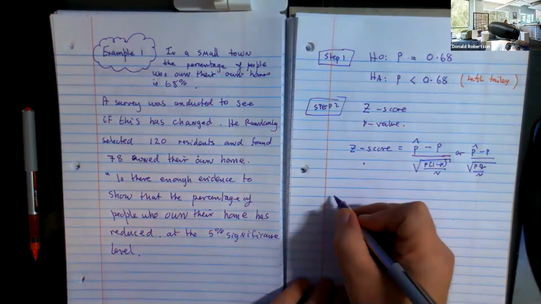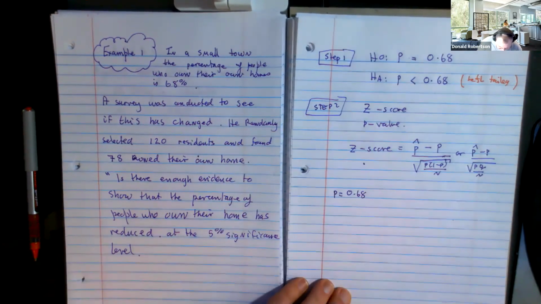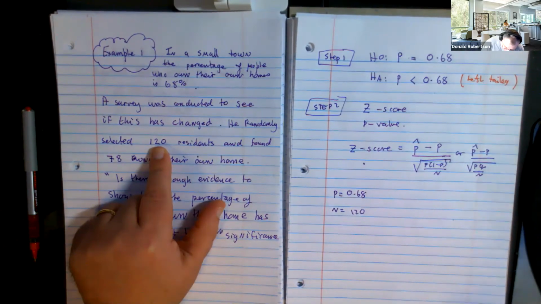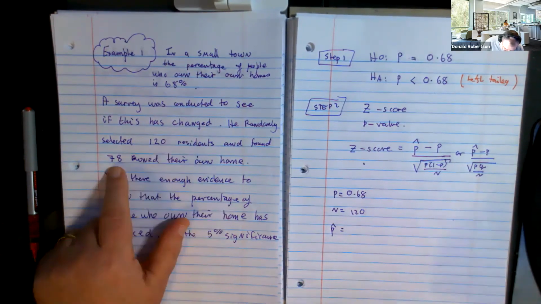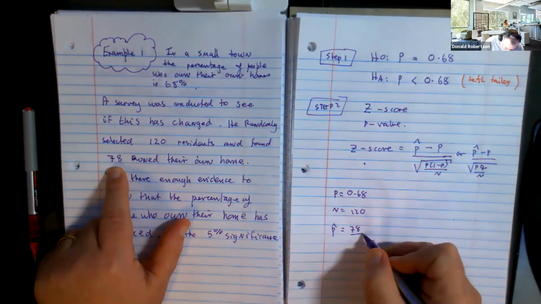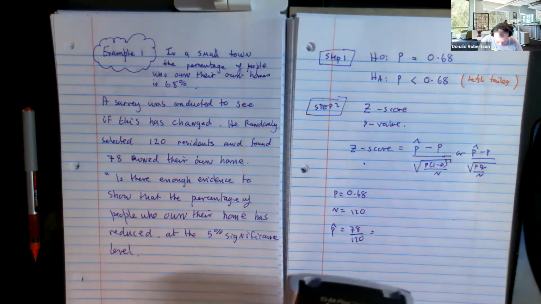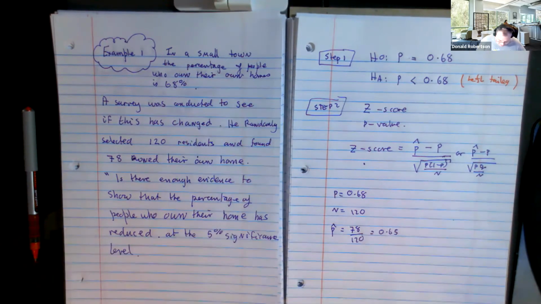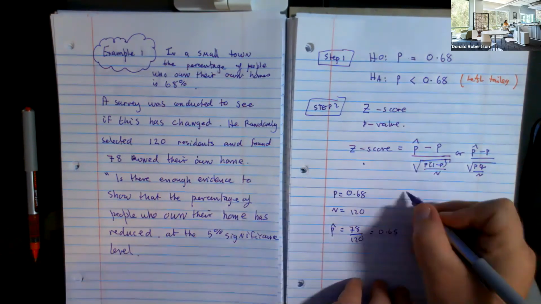Now, I know who p is. It's 0.68. In this sample, I know that n is 120. That's good. P hat is the number of people who own their house. In this case, it's a percentage, right? So it's 78 over 120. And 78 divided by 120 comes out as 0.65. So using all these guys, here they are, I should be able to get a z-score.